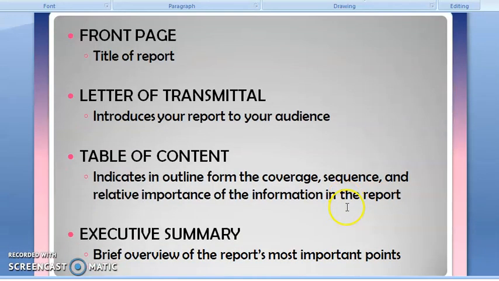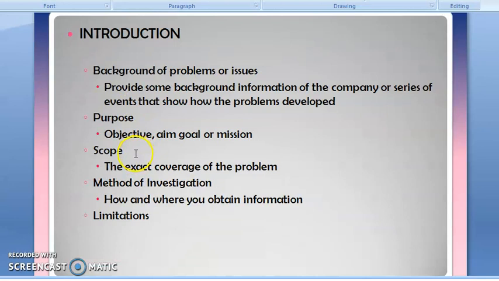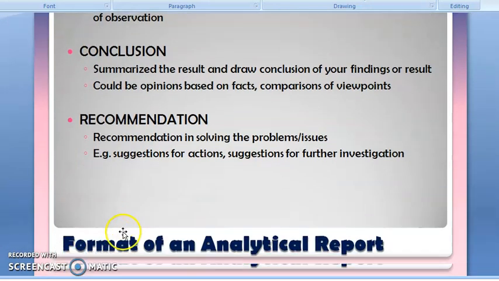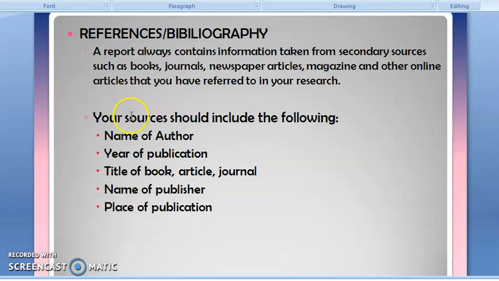So what exactly in analytical report? So mesti ada benda-benda ni. Okay, I'll give you this slide, but make sure that bila you nak buat analytical report, you must have all this. Okay, right? Ada background, ada purpose, ada scope, ada method of investigation, ada limitation, right? Ada findings, ada conclusion and recommendation. Because kita nak, you belajar macam mana nak buat a report. Okay, right? And you must have this as well, references, and you have to follow the format lah.